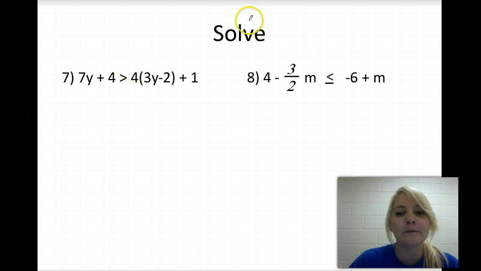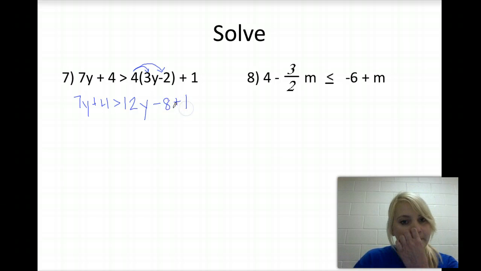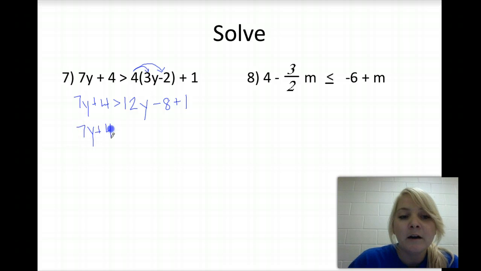All right, here's some more multi-step equations and some compound, and these are a little bit more complex. So the 7, we have 7y plus 4 is greater than 4, open parentheses, 3y minus 2, close parentheses, plus 1. So for this one, I am going to distribute the 4 to the two terms inside the parentheses. 4 times 3y is 12y, 4 times negative 2 is negative 8, plus 1. So I use my distributive property. And now I'm going to combine the like terms on the right side. So I'll have 12y, negative 8 plus 1 is negative 7.